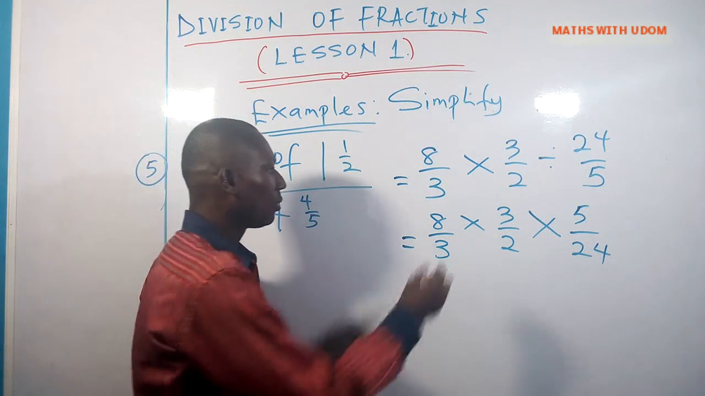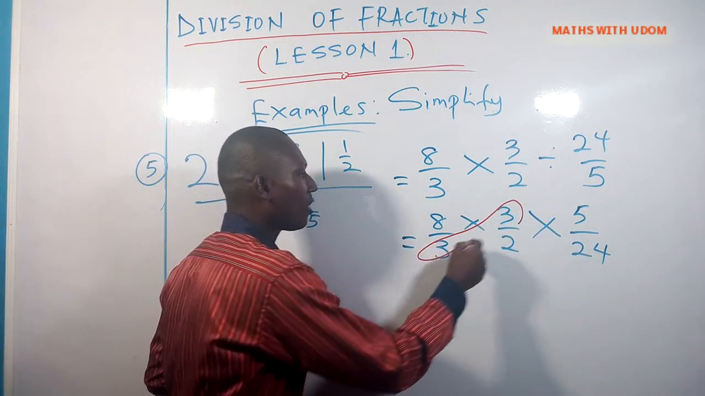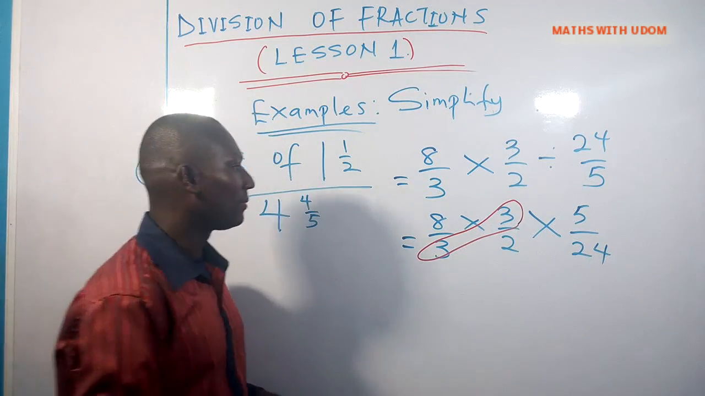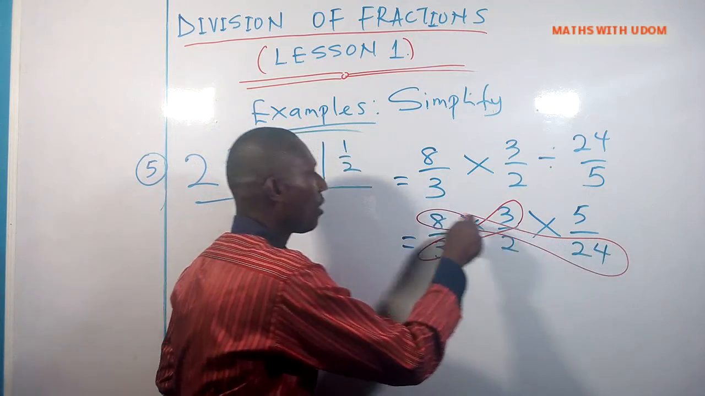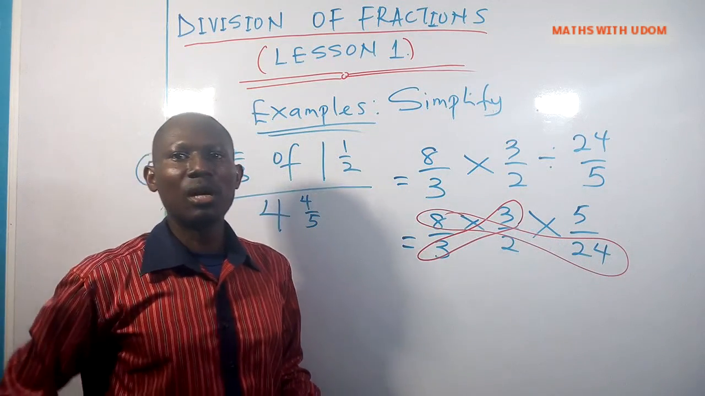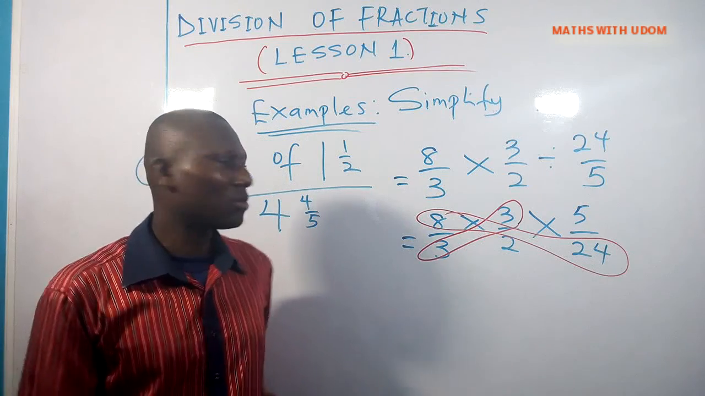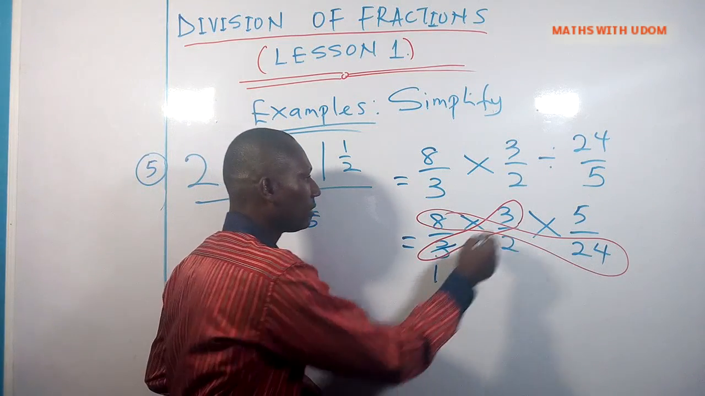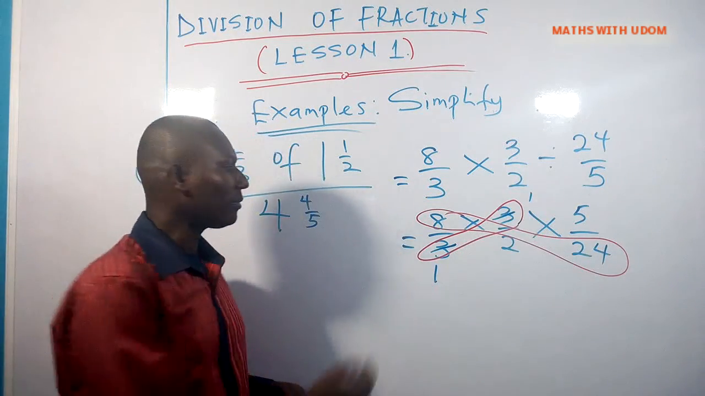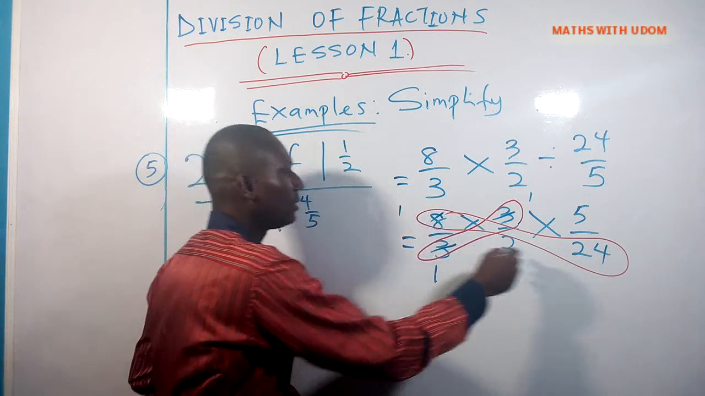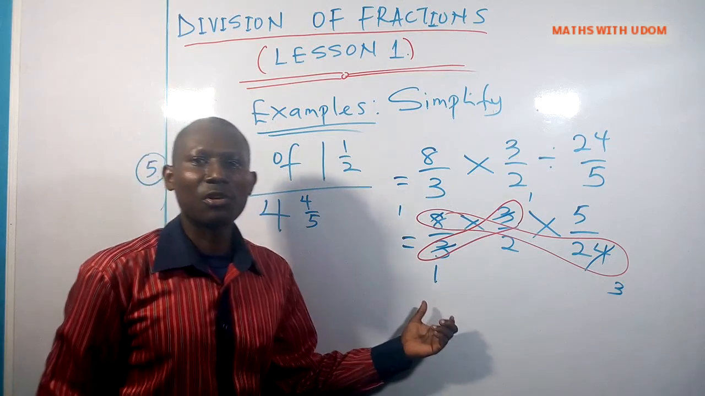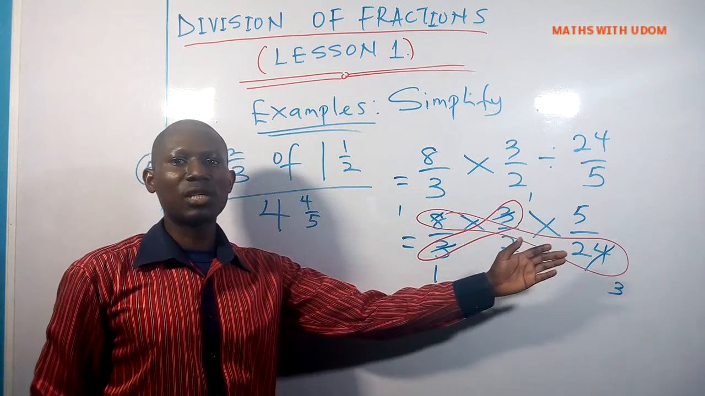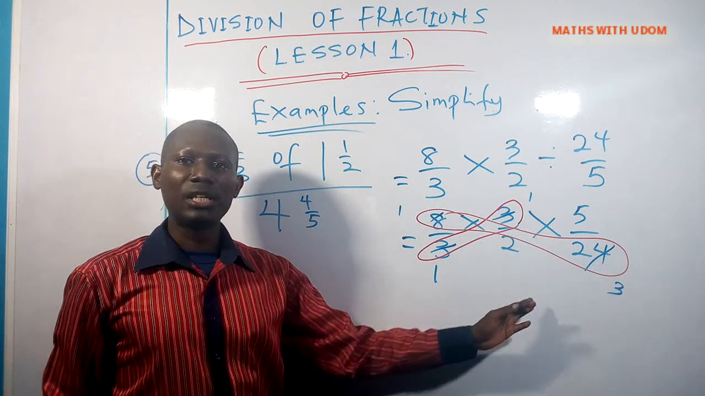So from here, we can see the possibilities of cross dividing. Okay? So 3 and 3 are common. They can divide each other. Then 8 and 24 also have common factors. So 3 here 1, 3 here 1. 8 here 1. 8 in 24, we have what? We have 3.